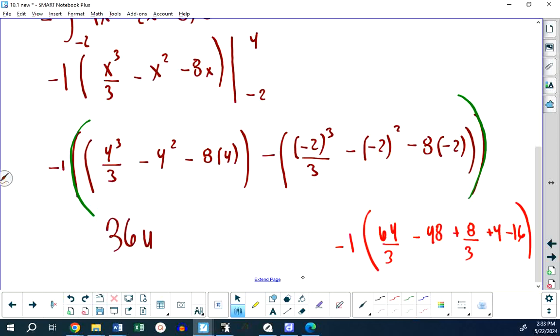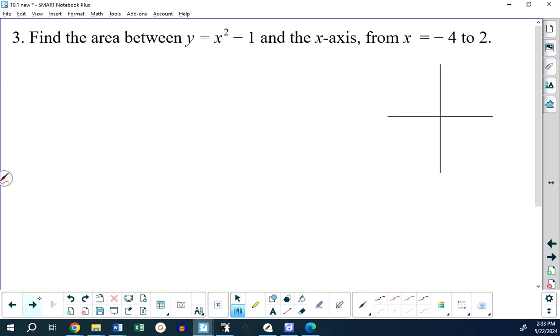So I get 36 square units. Of course, you'd probably run it through your calculator, but you do get 36. Okay. All right. Final example today, and then, as I said, for the remainder of today's class and for all day tomorrow, you're just practicing a whole bunch of these. Find the area between x squared minus 1 and the x-axis from negative 4 to 2.